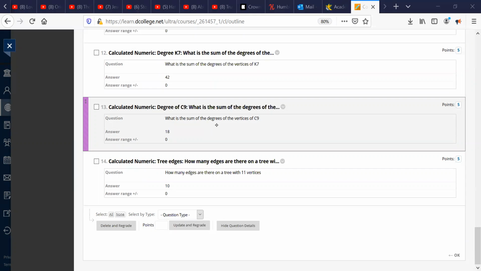How many edges are there on a tree with 11 vertices? The formula for the number of edges on a tree on n vertices is n minus 1, and we prove that inductively in the notes. Cool.